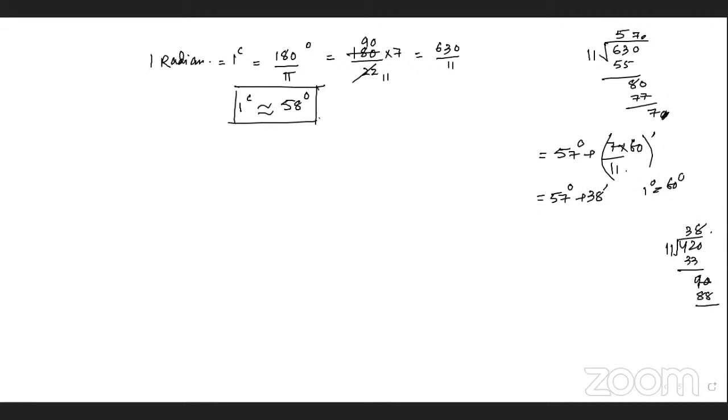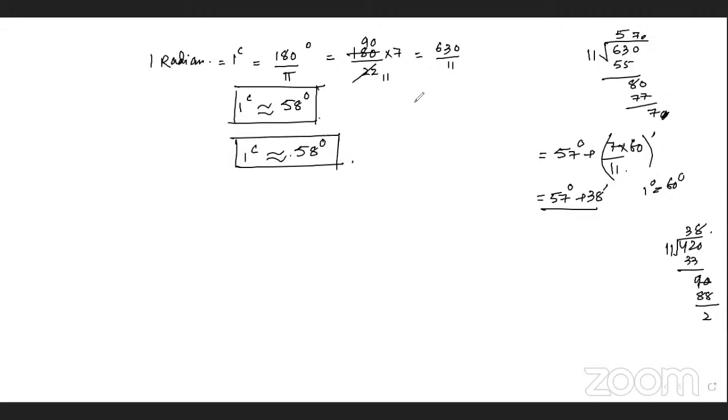Okay, 38 minutes. Now we can write 1 radian, I am saying approximately, it is 57 degrees and 38 minutes. 38 minutes means almost half, roughly half. So if we write it properly in integral form, it is 58 point something, meaning it is about half a degree less, so we can approximately say that 1 radian is approximately equal to 58 degrees.